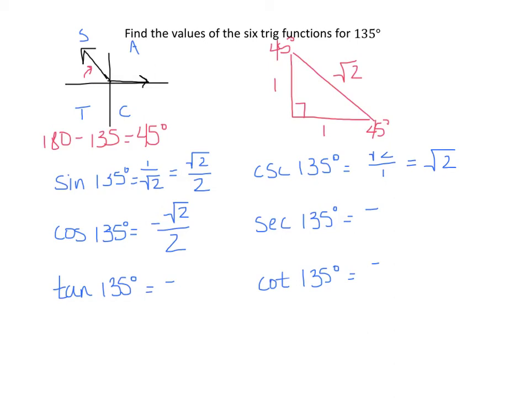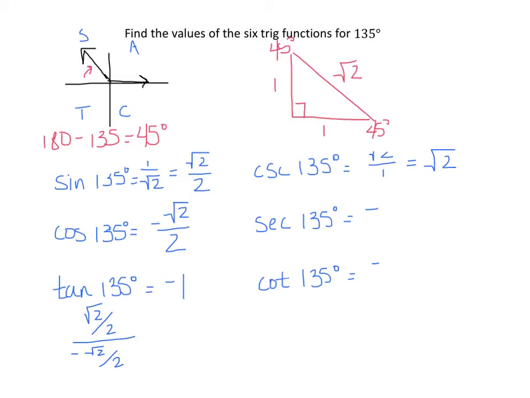For tangent, we do sine over cosine, so that would be the square root of 2 over 2 divided by the negative square root of 2 over 2. Otherwise, we could do opposite over adjacent. There's your 45, opposite over adjacent. Either way, we can see that we've got the same things in the numerator and denominator, but we know that, again, because of the location, this must be negative, so the tangent is negative 1.